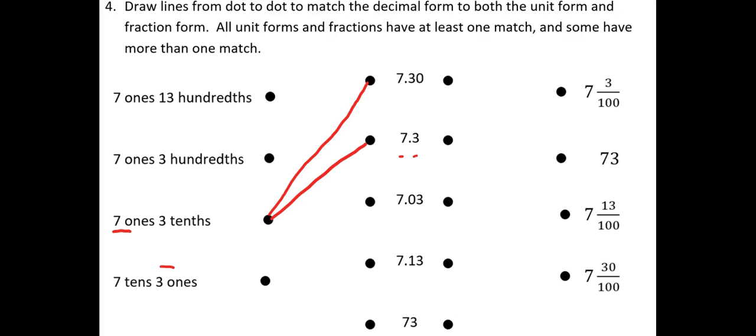And 7 ones and 3 tenths in fraction form is the same as 7 ones and 30 hundredths, and 7 and 30 hundredths in decimal form is the same as 7 and 30 hundredths in fraction form. So there's an example where one number can have two matches.